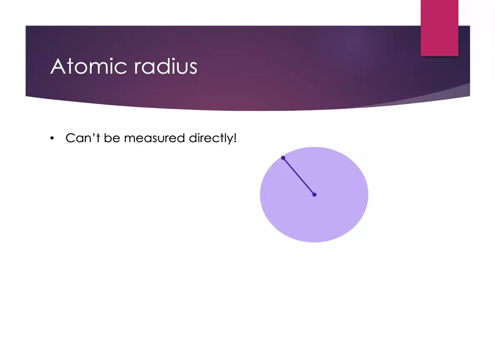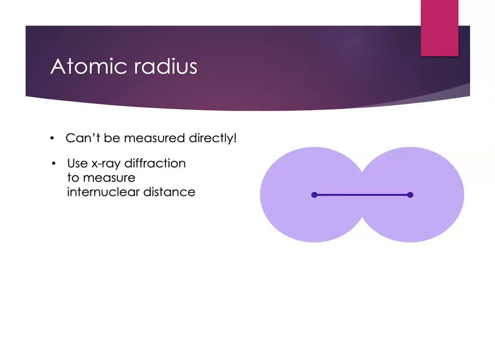So instead of trying to measure from the nucleus to the edge, what if we tried something different? What if we had two identical atoms bonded together, say a diatomic molecule? We can measure the distances between the nuclei. We could use X-ray diffraction and measure the internuclear distance, which we could call d. And we could assume that half of that distance would be the radius of the individual atoms. Now, we are making an assumption here. We are assuming that the radius when they're bonded together is pretty much the same as the radius would be for the isolated atom.